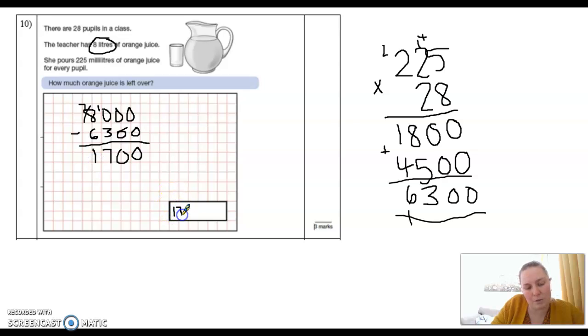You must put units, otherwise it doesn't mean anything. So I could put 1,700 millilitres, or if you chose to answer in litres, it would be 1.7 litres, and either of those is an acceptable answer. So well done if you got that right. It had quite a lot of words in it and a couple of steps to do.